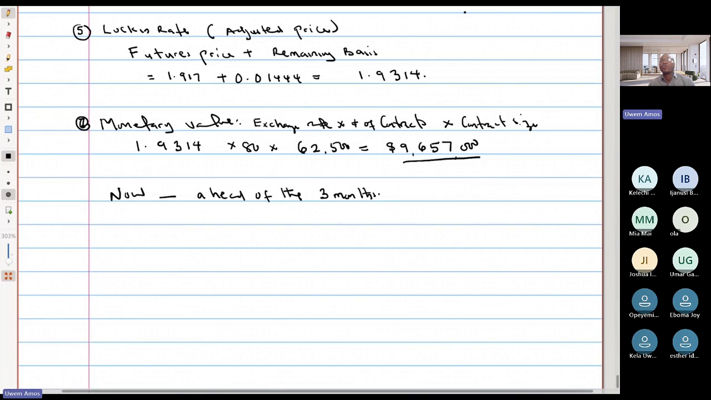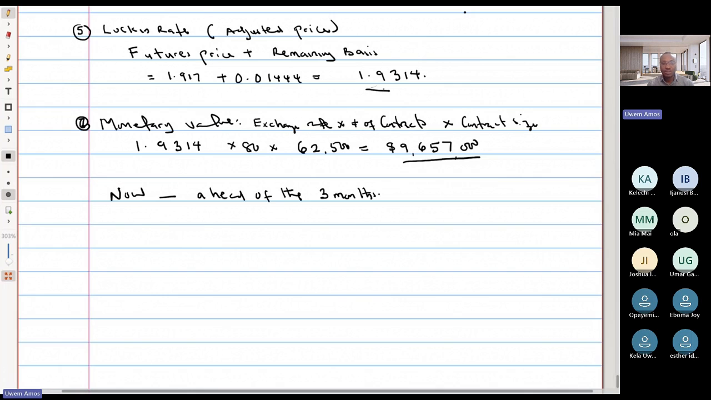So it is not the exchange rate now, but we have locked our exchange rate at 1.314 based on our futures contract. But that is not the current exchange rate in the market, but that is the contract we've already entered into. That in 3 months' time, this is what our exchange rate would be.